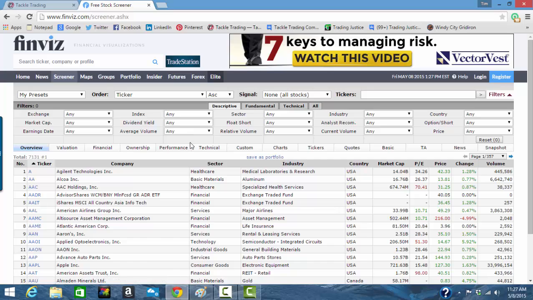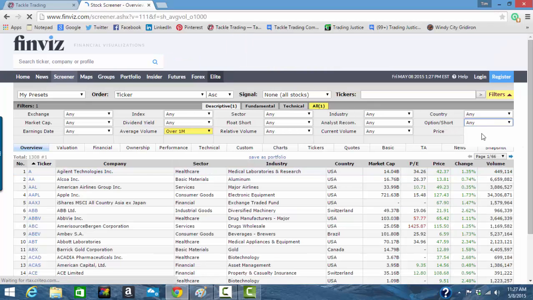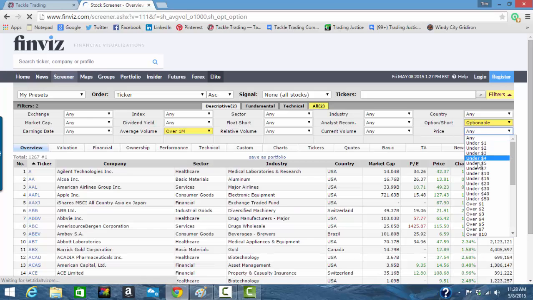We've already covered the descriptive tab. Now, as a way to filter for what we're doing, I'm going to go over a million volume. We're going to make sure we're optionable. And we're going to set the price over 50 and go for some bigger ones.